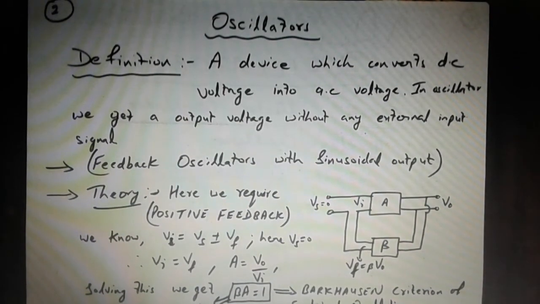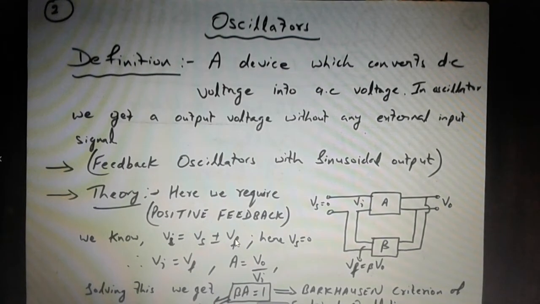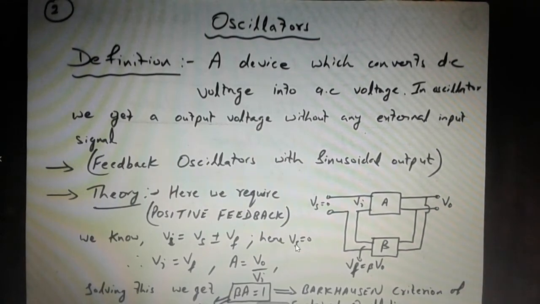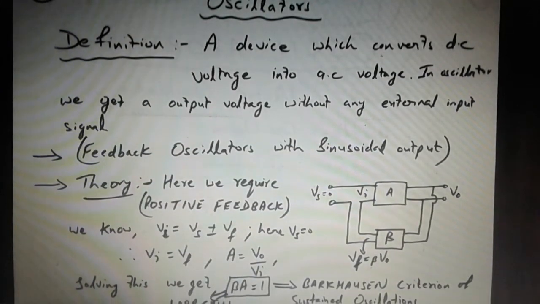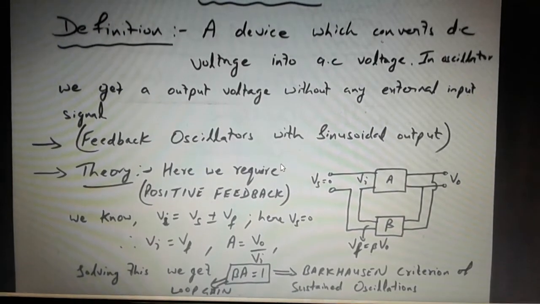The only difference here is that Vi, which is the input voltage to the amplifier, is Vs plus Vf. We will take the plus sign so that Vs and Vf are both in the same phase, that is zero phase difference, which results in positive feedback. In oscillators, we take external input voltage 0, that is Vs equal to 0. Now, if Vs is equal to 0, then if we solve this above expression, we reach a condition beta A equal to 1.